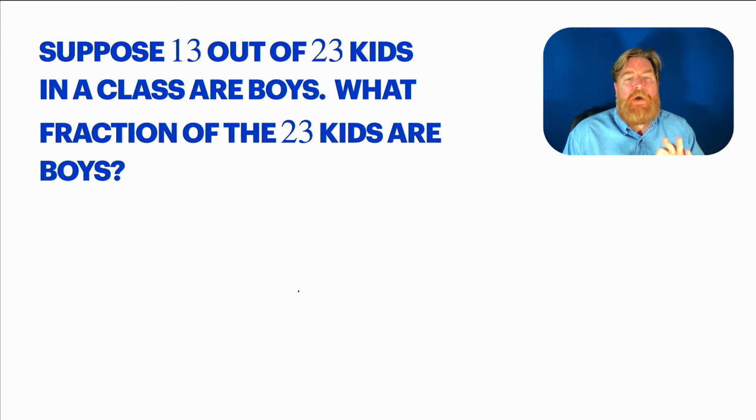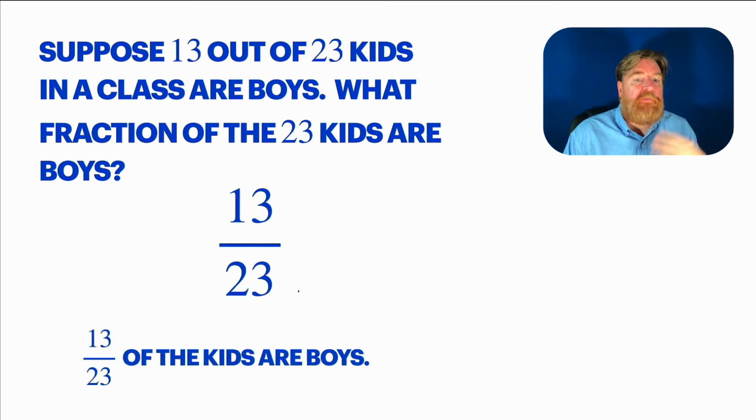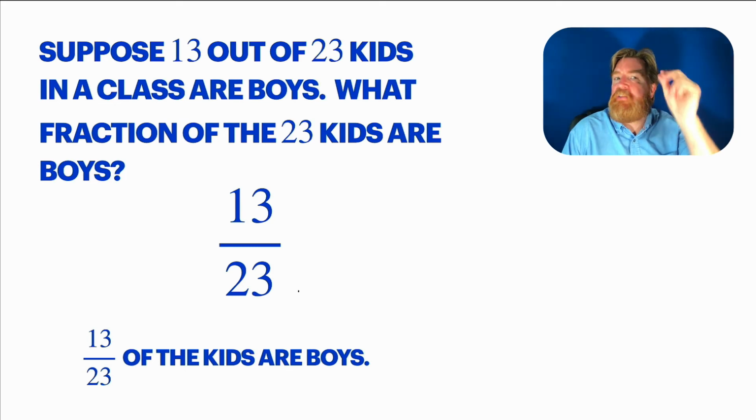13 out of the 23 kids in the class are boys. What fraction of the 23 kids are boys? Automatic. 13/23. All right? So the answer would be 13/23 of the kids are boys. Okay? You just make that fraction out of the two parts. 13 out of 23, 13/23.